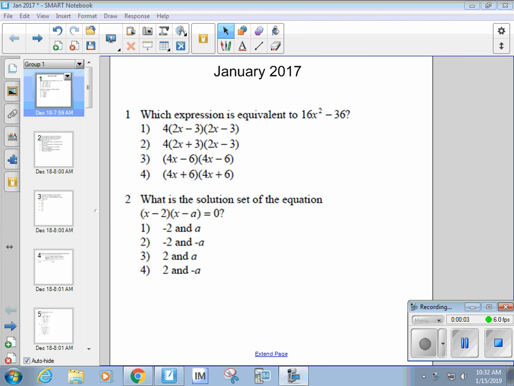Well, welcome to Regents Review, January 2017, multiple choice. The first question says, which expression is equivalent to 16x squared take away 36?